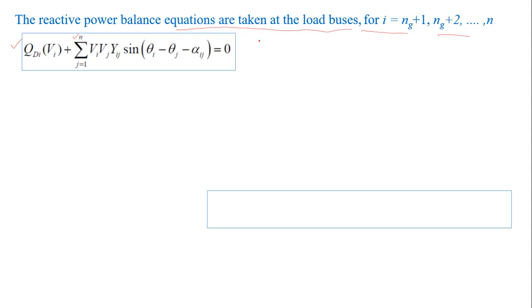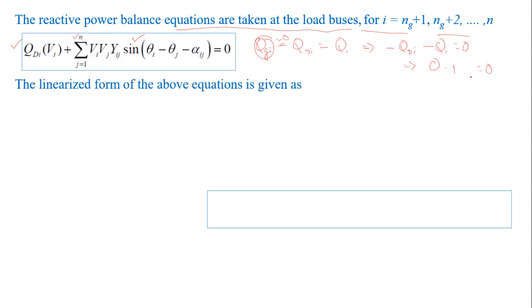We know this equation: the reactive power injection is Qgi minus Qdi equal to Qi. As we are considering the load buses, Qgi will become 0 here. Therefore the remaining terms are minus Qdi minus Qi equal to 0, which is nothing but Qdi plus Qi equal to 0. So instead of Qi, we substituted the equation of Qi, and this is how we can write it here.